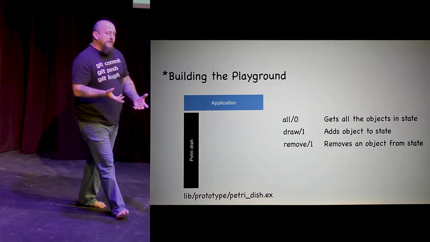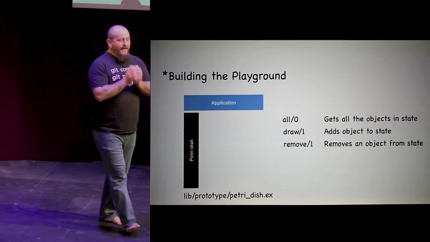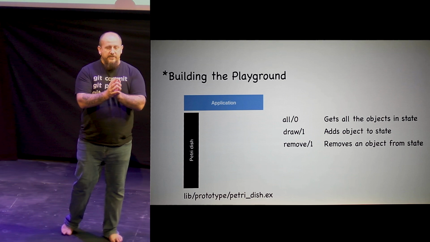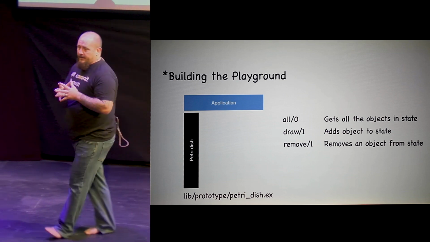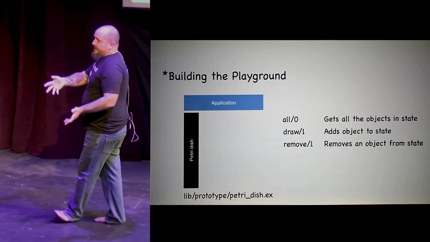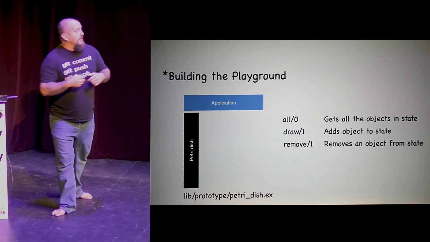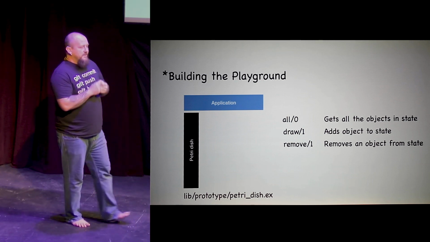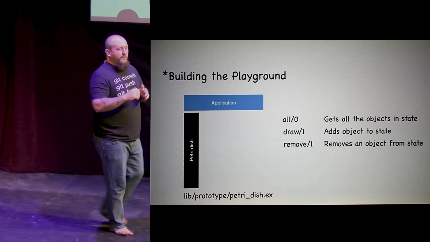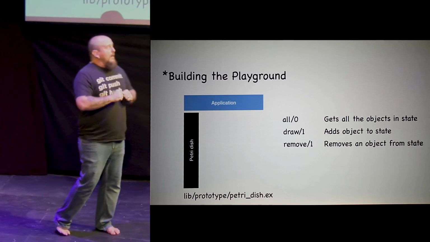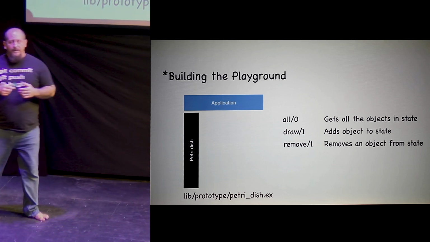So our Petri dish is really our stored state for what's happening in the Petri dish. It doesn't really do much of anything other than it can give you a list of everything that's in the Petri dish, and it can draw new things in the Petri dish, which is essentially drawing them to the screen, but it's creating them in the Petri dish, and then removing them from the Petri dish.